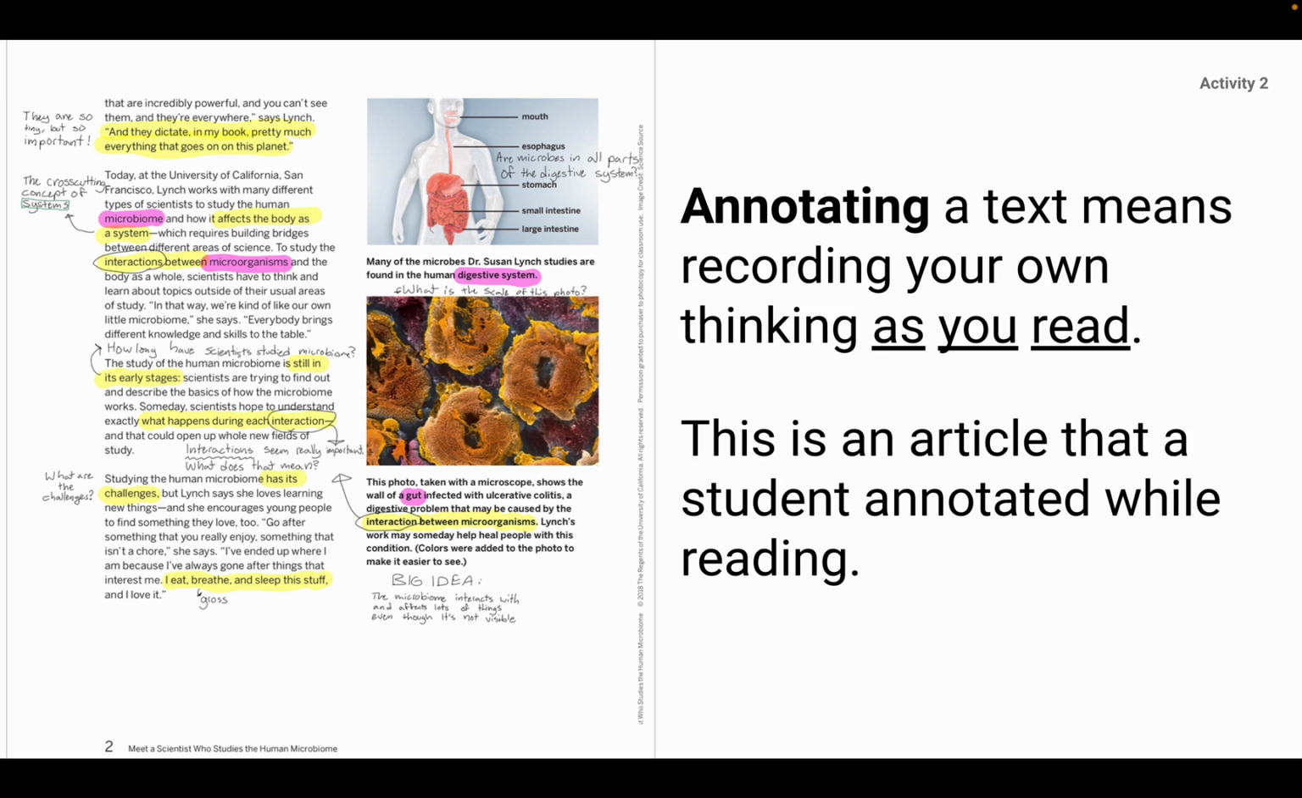Okay. At the very end of it, do you see how this person wrote big idea and then has a statement? I want you to try and think about that too. After you read the whole article, what's the takeaway from the article? Remember, always ask yourself, why did Mrs. Clayton have us read this article? What's the big idea? Why did we read this?